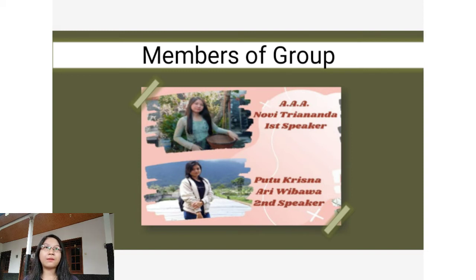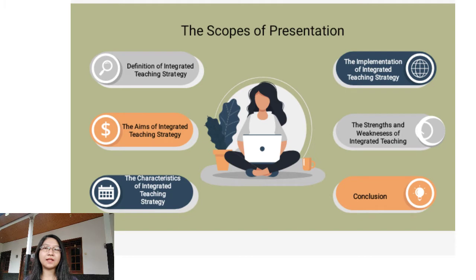But before we talk about today's materials, let's take a look at the scope of today's presentation. First, we're going to talk about the definition of integrated teaching strategy. Second, the aims of integrated teaching strategy. Third, its characteristics. Fourth, the implementation of integrated teaching strategy. Next, we have the strengths and the weaknesses of integrated teaching strategy. And at the end of the presentation, there will be a conclusion.